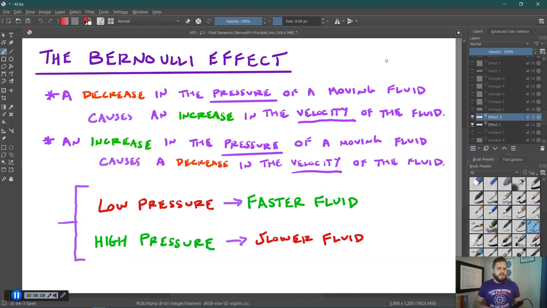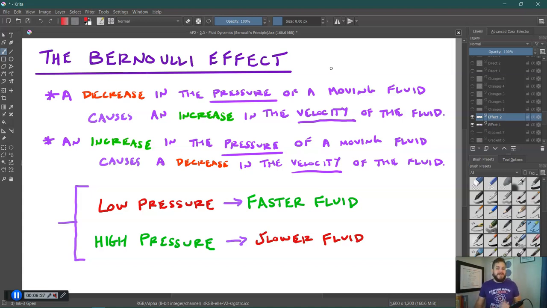Now, a couple key things I want to point out here. One, notice I just say this is the Bernoulli effect. That term effect doesn't sound like a law or something like that, and that's because this is not always the case. We're going to see that a little bit more in the video, but most of the time, this is a good way for us to think about it.